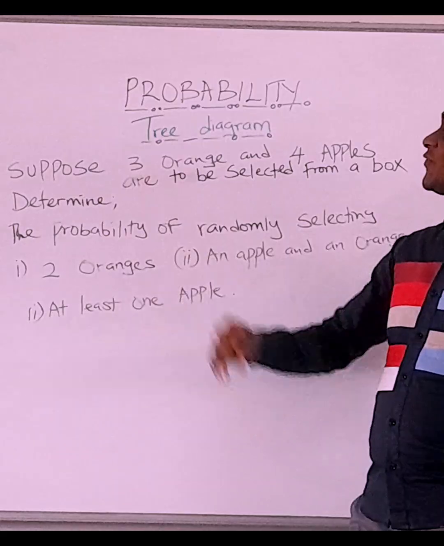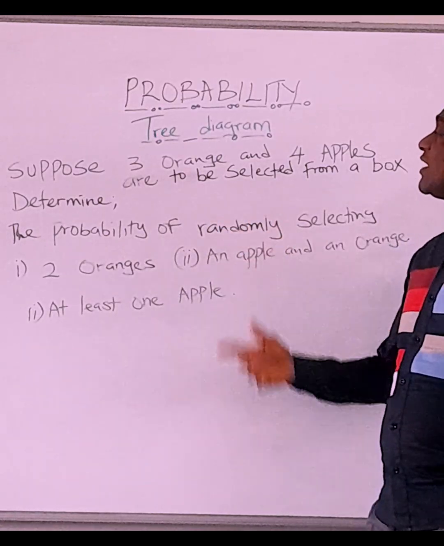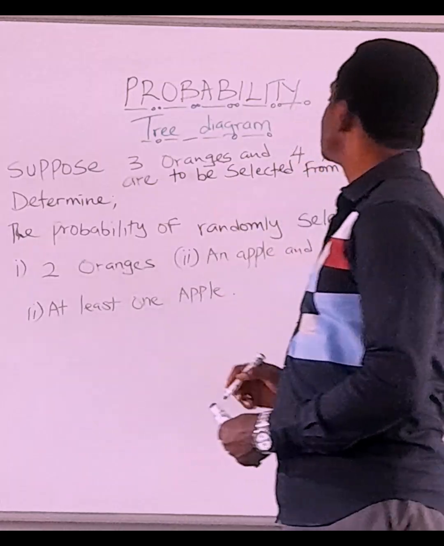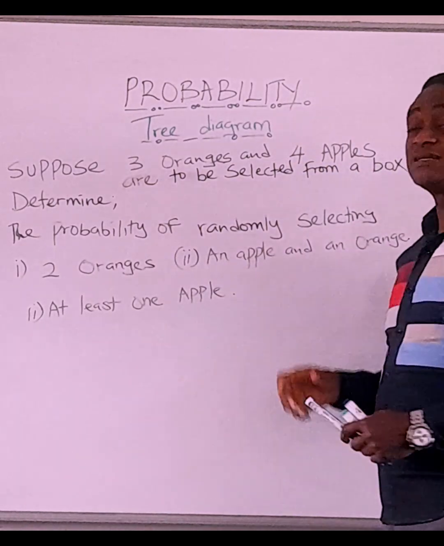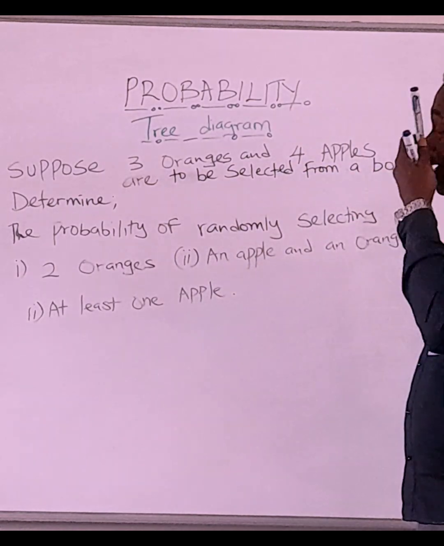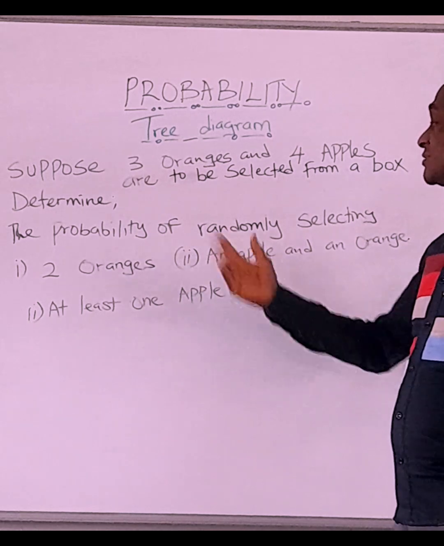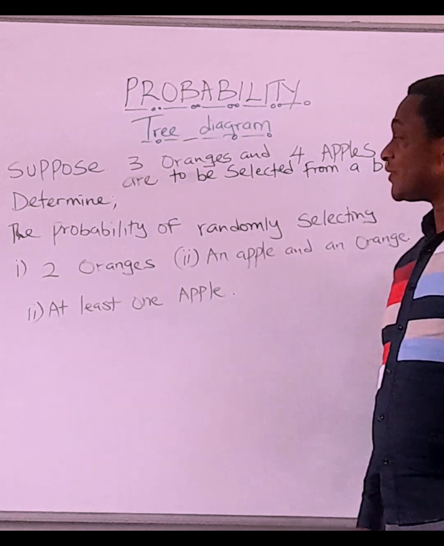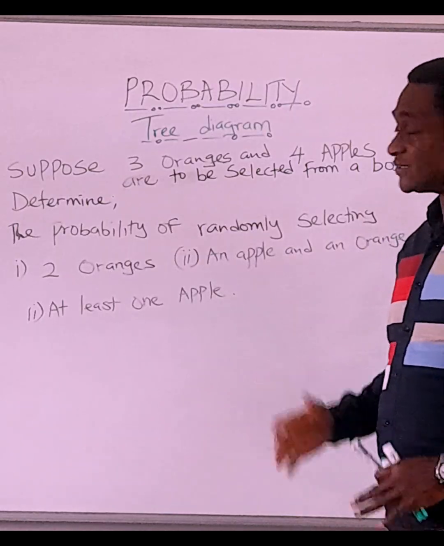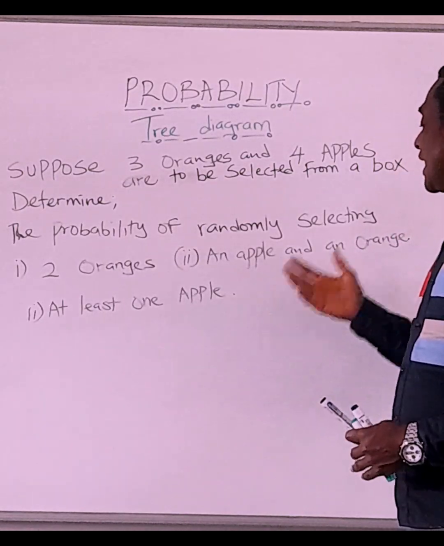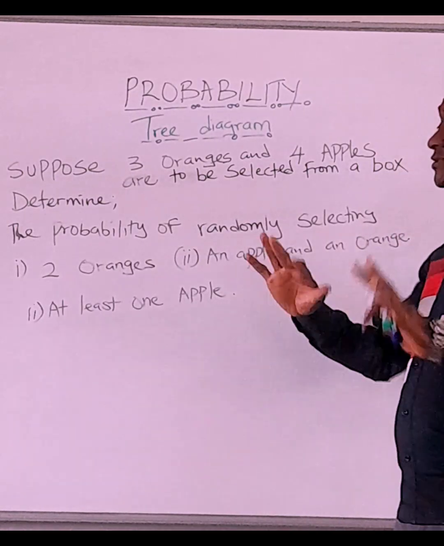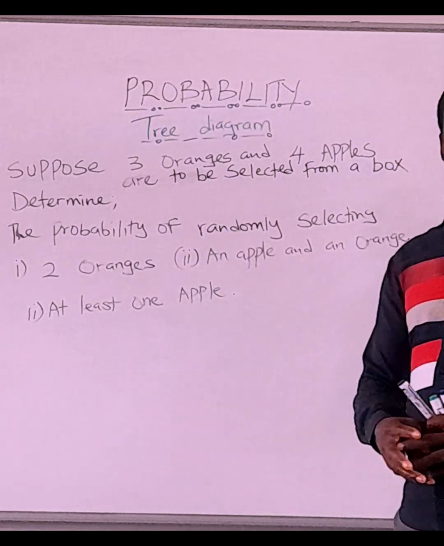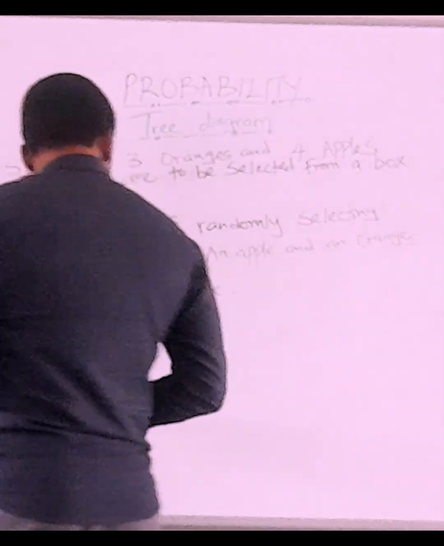Here we have a question being asked. Suppose that we have 3 oranges and 4 apples. They are to be selected from a box. Now they want us to use a tree diagram to determine the probability of randomly selecting 2 oranges without replacement. That's what we're going to go through now. And an apple and an orange, in any order, and then at least 1 apple.